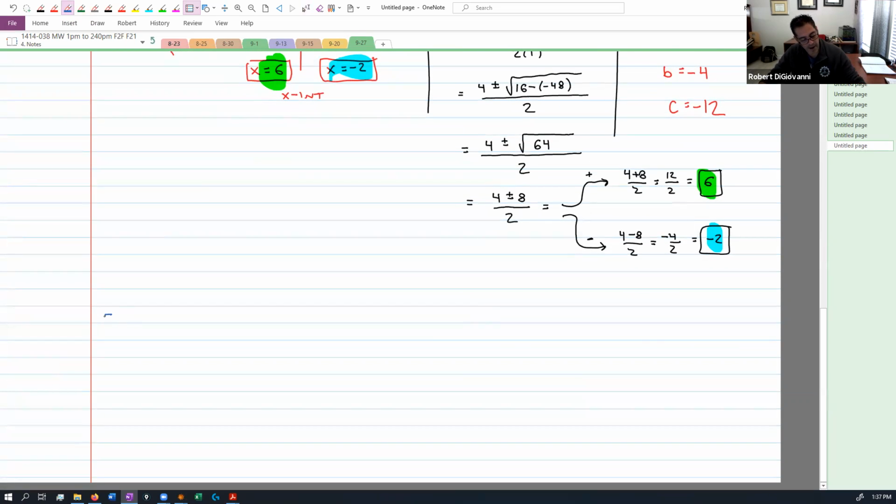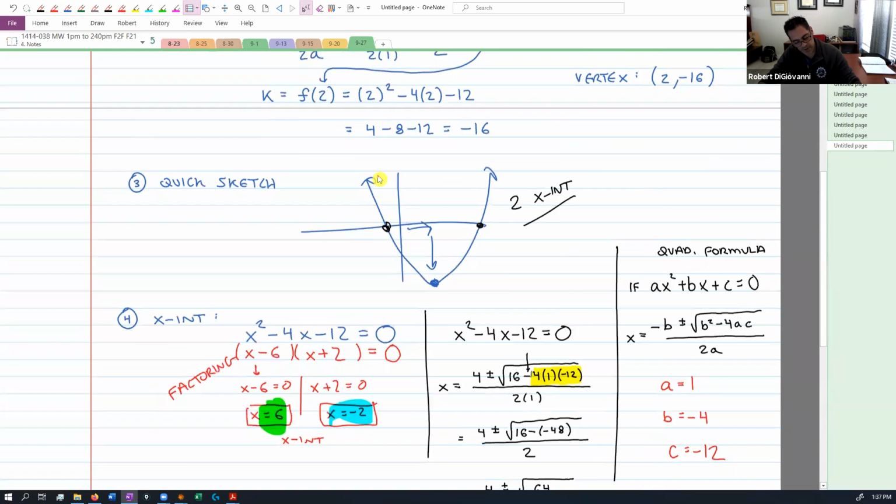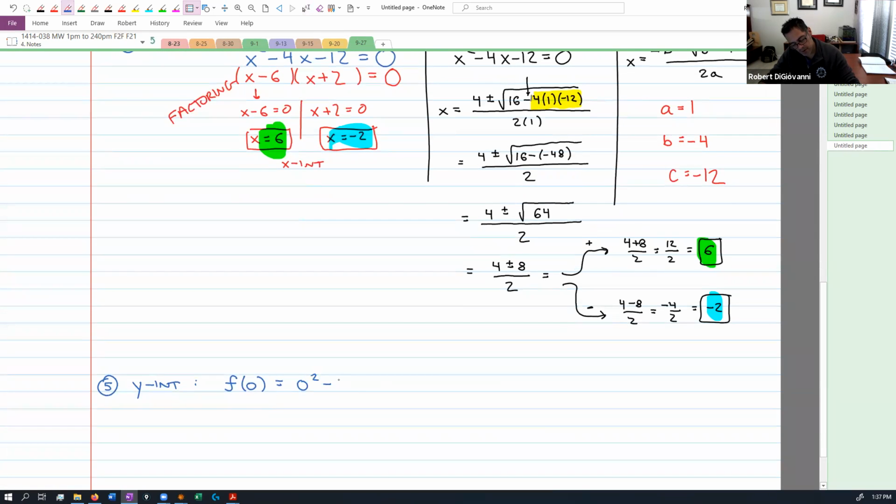All right, step 5, the Y-intercept. For this, all we do is plug 0 into the function. That should be pretty easy. We're just going to have 0 squared minus 4 times 0 minus 12. You should get negative 12.